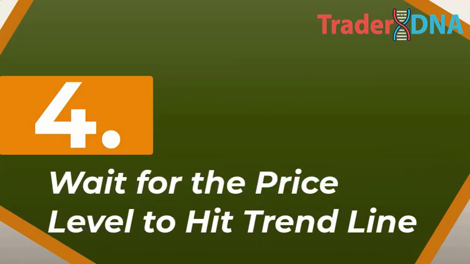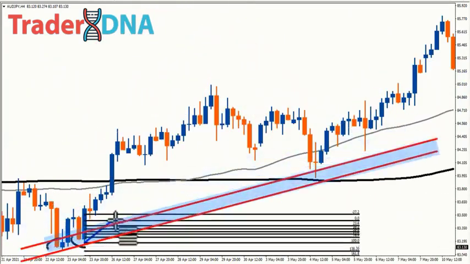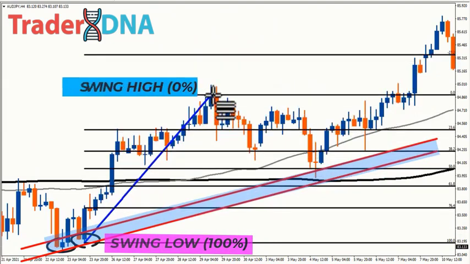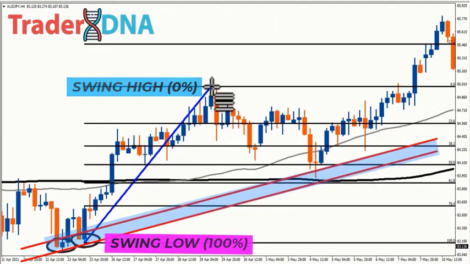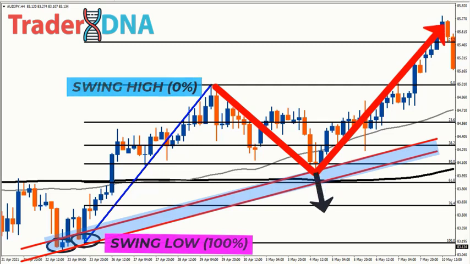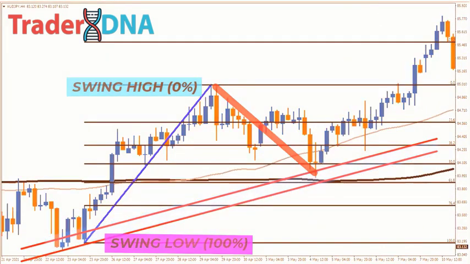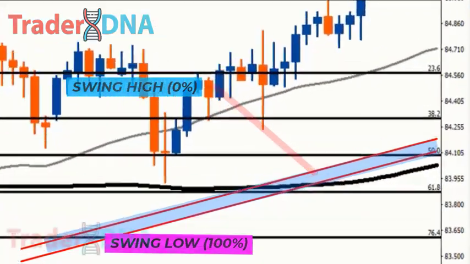Rule number 4. Wait for the price level to hit the trend line. So far we found a trending market, drew a trend line to validate this, and placed our Fibonacci at the swing low and swing high. This rule is the critical step to the strategy, so you need to pay close attention. Because we need the price to hit your trend line, stall, and go back in the direction of the trend. If it breaks the trend line and keeps going, and blows past the 50%, 61.8%, and 78.6%, then the trend is obviously broken, and you need to look elsewhere, because a trade with this strategy would be invalidated at that time. With that being said, let's look at our chart and see what happened.